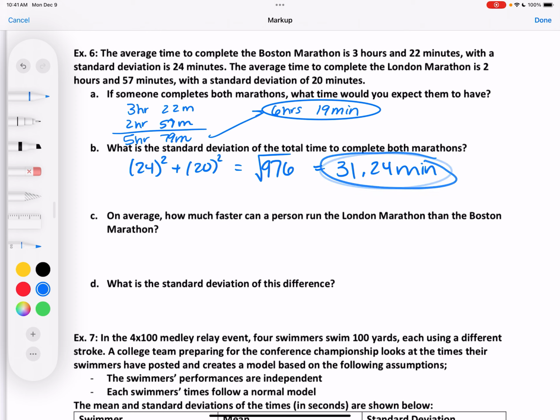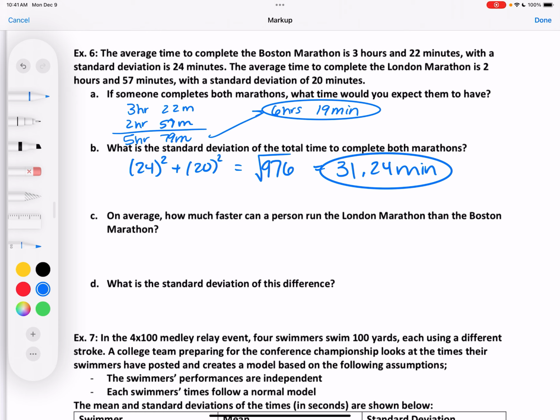Why do we square the numbers first? Because you can't add standard deviations. But you can, you have to make them variances. Don't you just love adding variance?